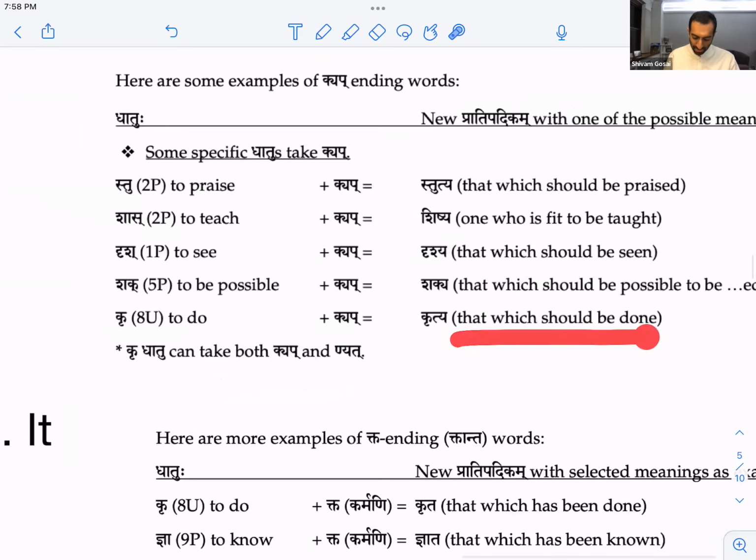So that which should be done. All krityaha are karmani, right? And they don't have a, so it's karmani. The additional sense is should be or fit to be. There's no past tense, present tense, there's nothing, we don't have to worry about it. It's only present tense. That which should be done, that which is fit to be done. Kritya.